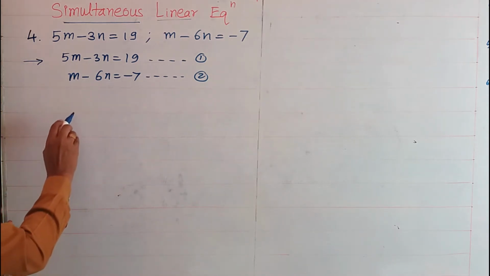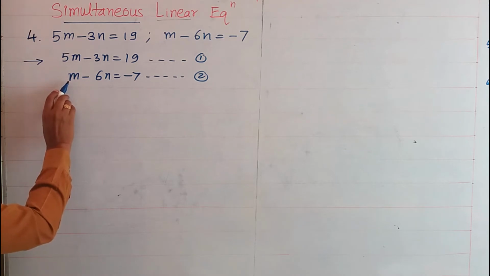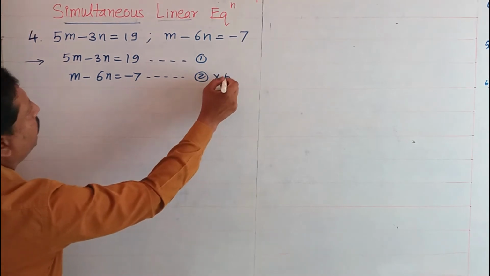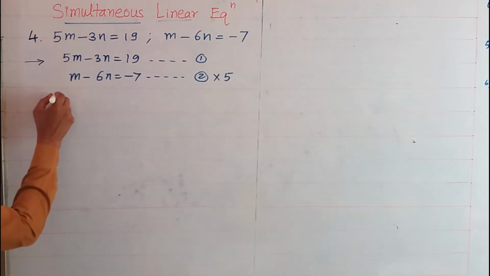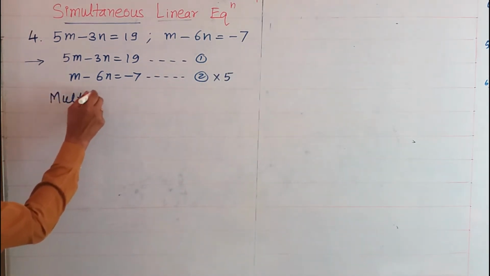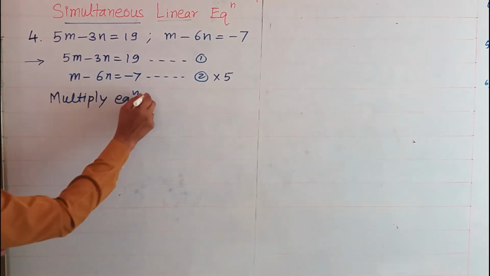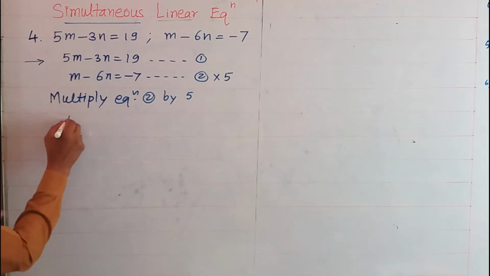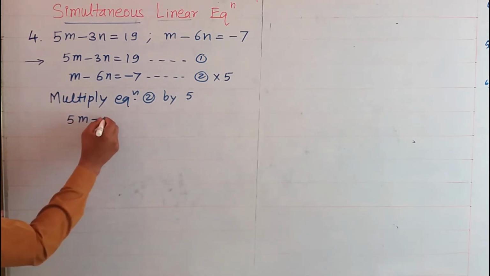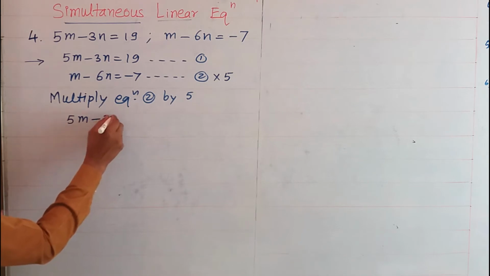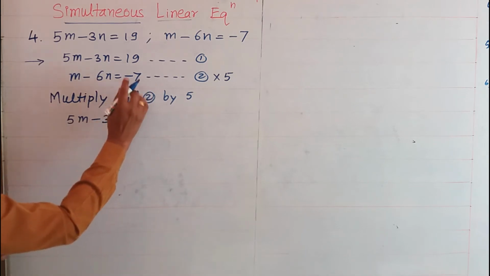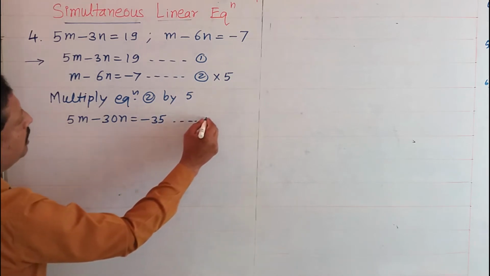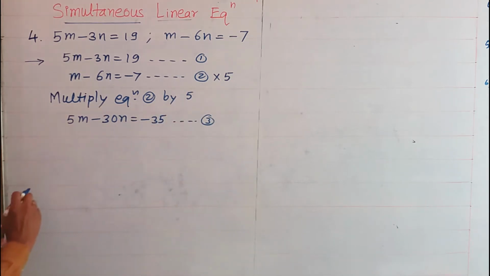So here we can easily make the coefficient of the variable m equal by multiplying equation number 2 by 5. So write like this: multiply equation 2 by 5. So we get 5m minus 5 sixes are 30n is equal to 5 sevens are 35 with negative sign. Equation number 3.